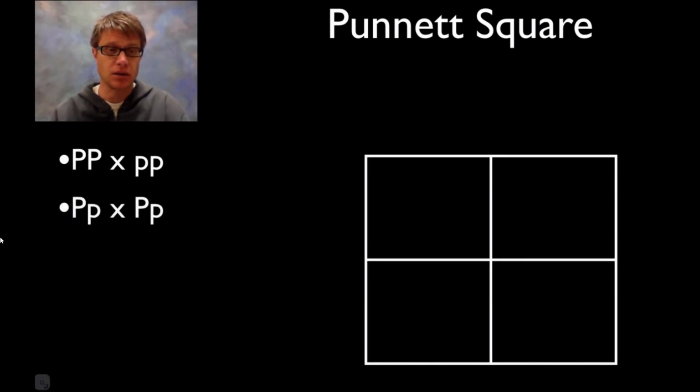Let's try the next one, kind of in your head. If we do this cross, how many genotypes would I get? Well, I'm going to get 3 genotypes: big P big P, big P little p, little p little p.